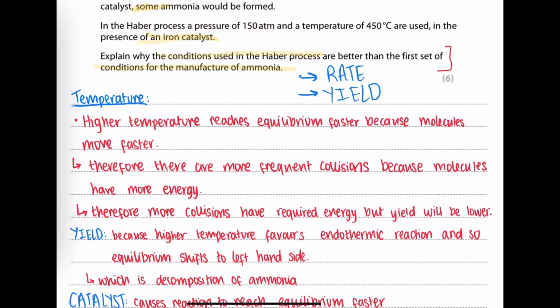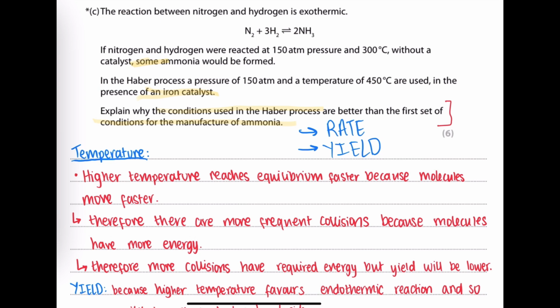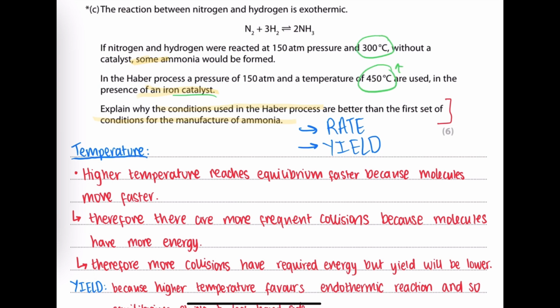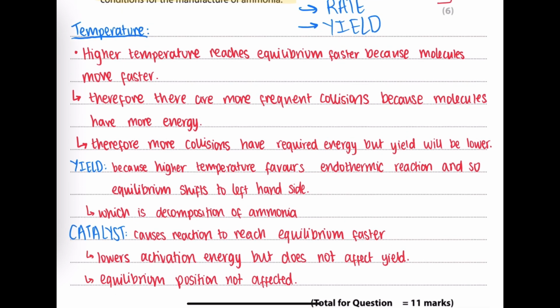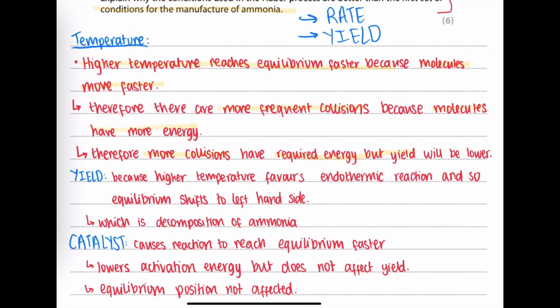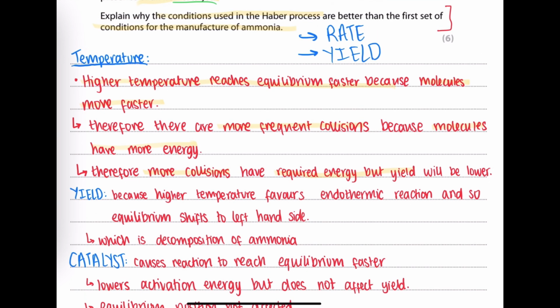So if we talk about temperature, we can see over here that we increase the temperature. The second one, with the iron catalyst, increases the temperature. How does that affect it? We know that higher temperature reaches equilibrium faster because molecules move faster, basic kinetics. And therefore there are more frequent collisions, and because there are more collisions, more of them have the required energy. Therefore more of this reaction actually happens. But the yield will be lower. And why is the yield lower?